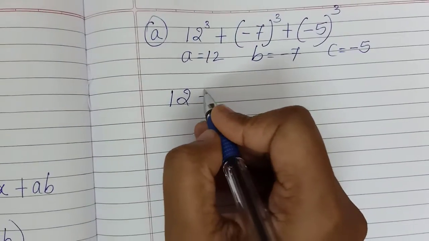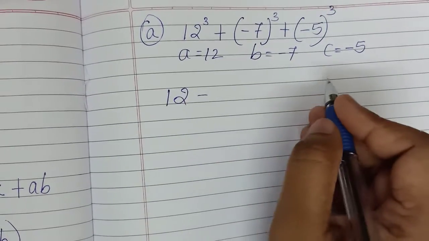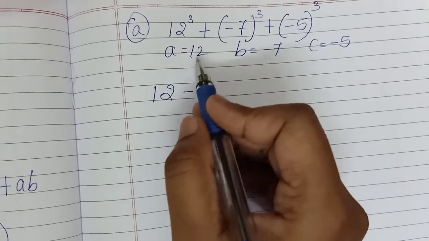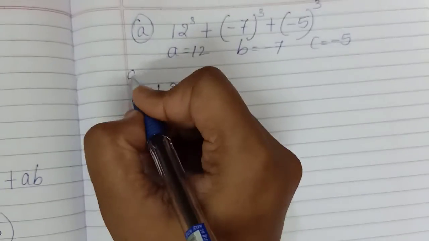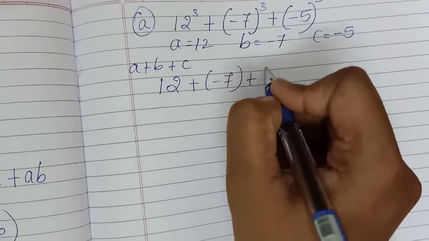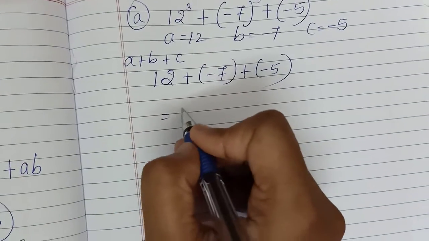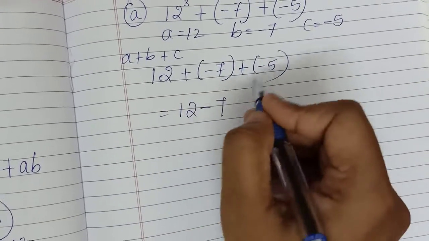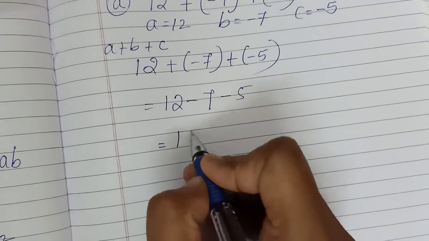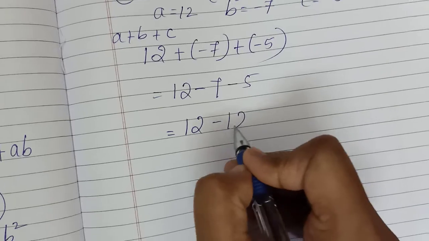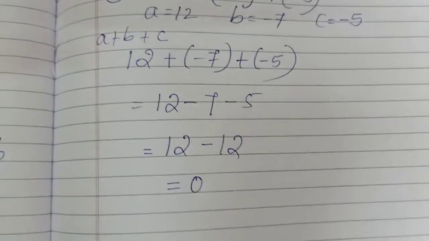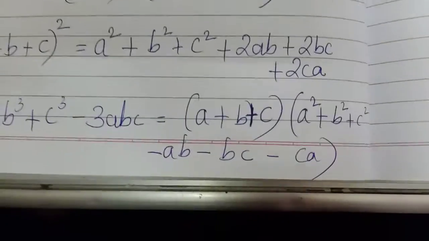then you have to find the sum of all these three constants, that is a, b and c. So what you have to find is a plus b plus c, that is 12 plus minus 7 plus minus 5. As you know, plus into minus is minus, so you add up the negatives and give a minus sign. So that is minus 12, and 12 minus 12 is 0. So whenever you are getting a plus b plus c as 0, at that time once again watch this identity.